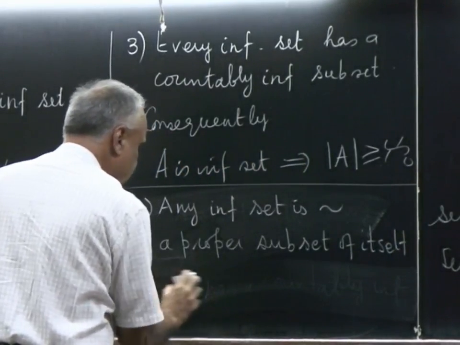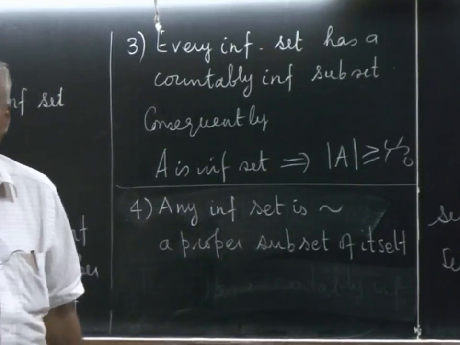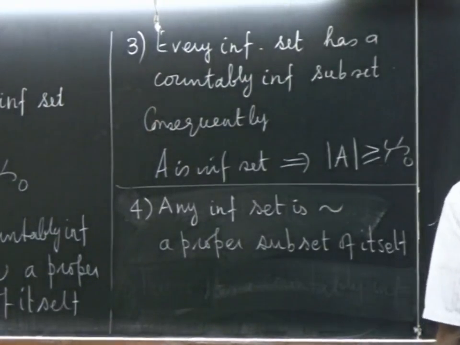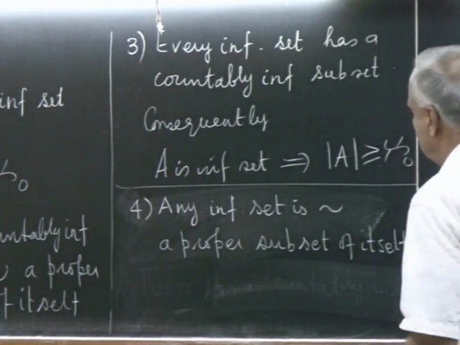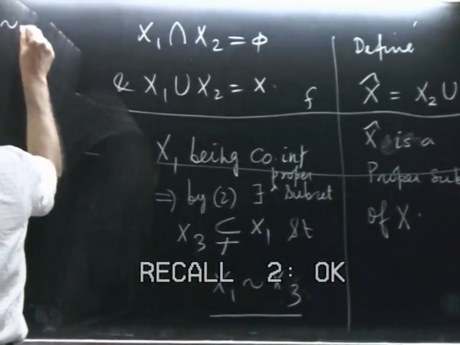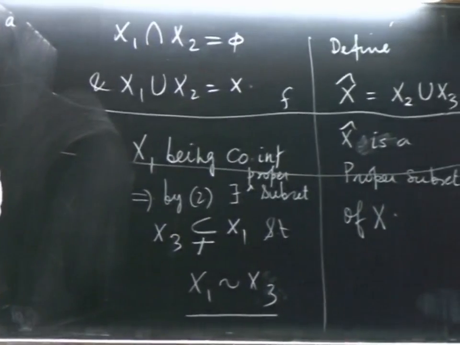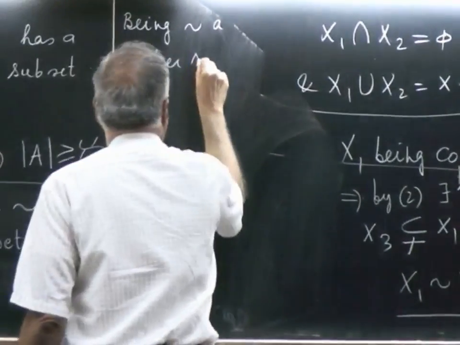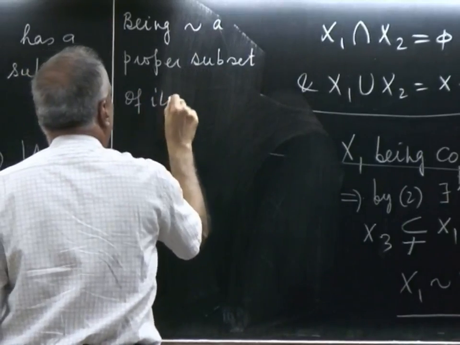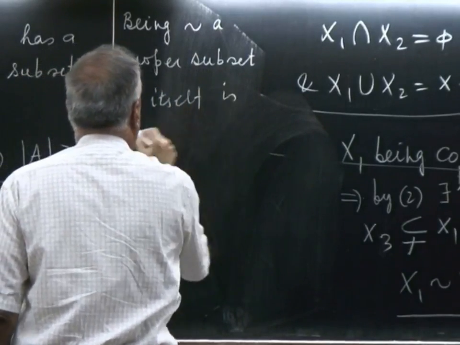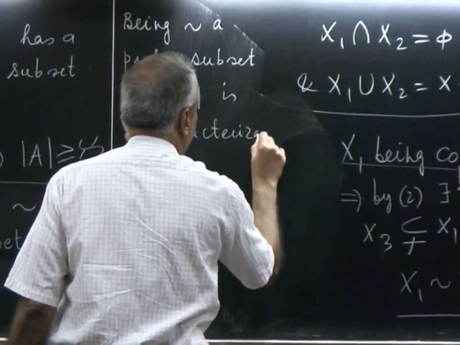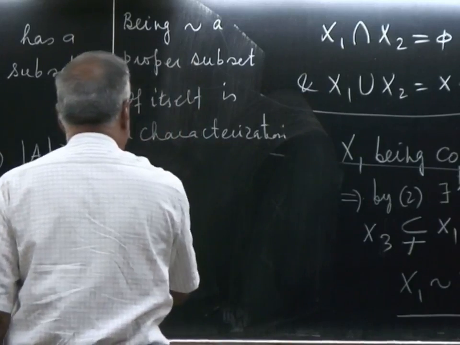So this is a characterization. Okay. What is a characterization? Being equivalent to one of its proper subsets is a characterization of infinite sets. Okay. So being equivalent to a proper subset of itself is a characterization of infinite sets.